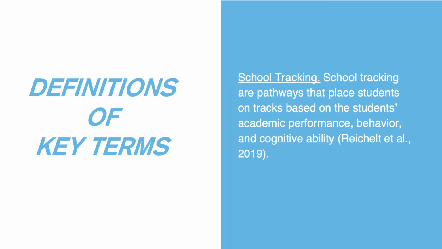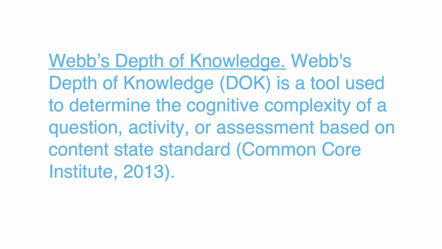School tracking. School tracking are pathways that place students on tracks based on the student's academic performance, behavior, and cognitive ability. Webb's depth of knowledge. Webb's depth of knowledge is a tool used to determine the cognitive complexity of a question, activity, or assessment based on the content state standard. Summary.